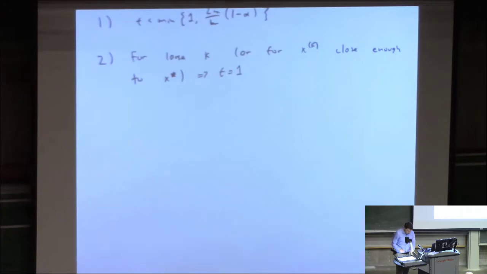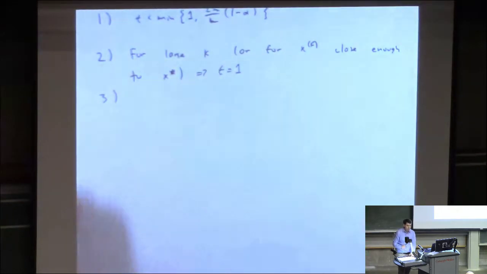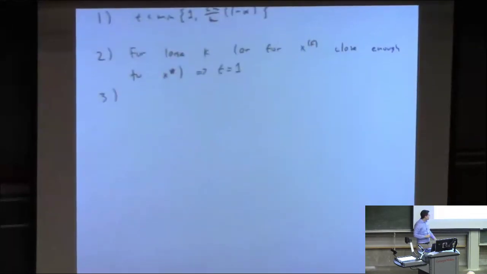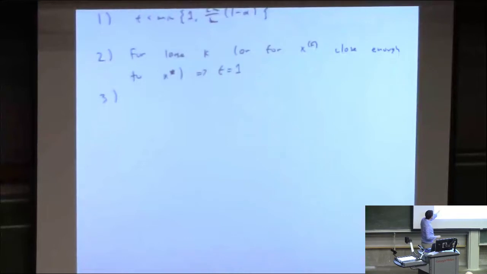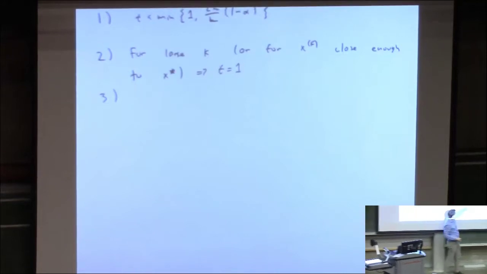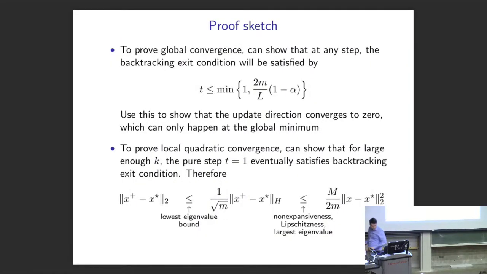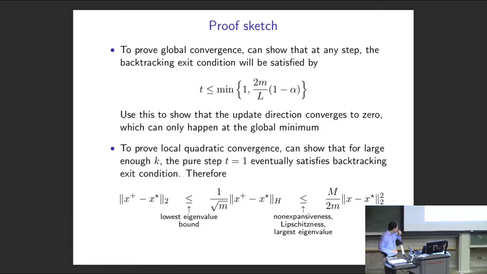And the third one is that when you take a step of t equals 1 and k is big enough, you have local quadratic convergence. And this one I might spend a little time with. My next iterate's 2 norm is less than this constant times the 2 norm squared of the previous iterate. This one isn't too hard to show. It's going to use the non-expansiveness of the prox operator in the H norm, plus some other properties. But basically, it goes something like this.